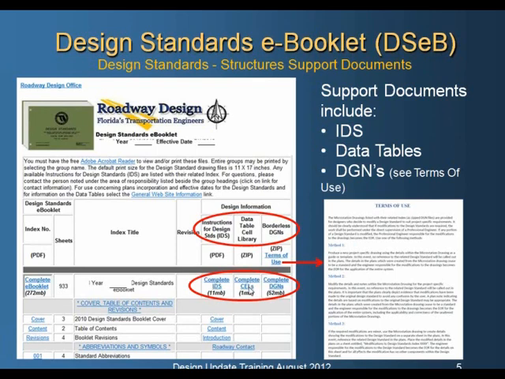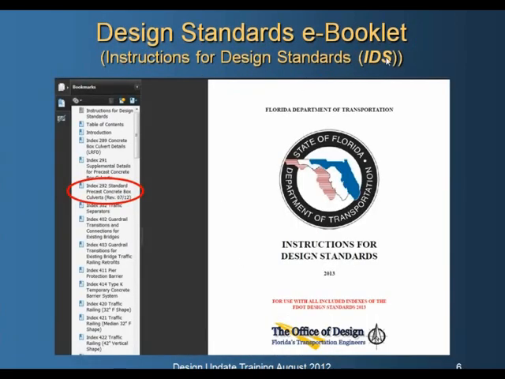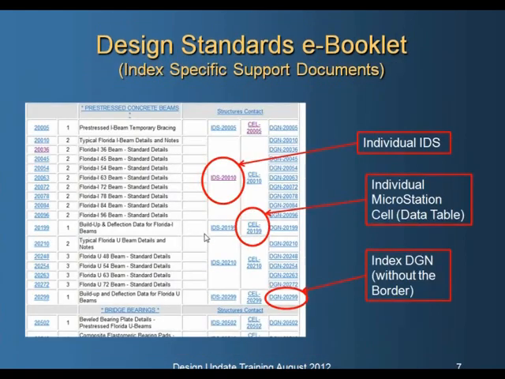Here you have complete links to the IDS, the cell libraries, and the DGNs. These are all of the standards combined. Looking at the IDS, over on the bookmarks panel, you'll be able to navigate quickly to whichever design standard you're wanting to look at there. Looking back at the ebook, there are also individual IDSs and cells and DGNs. Please note that some IDSs are applicable to entire series of design standards.